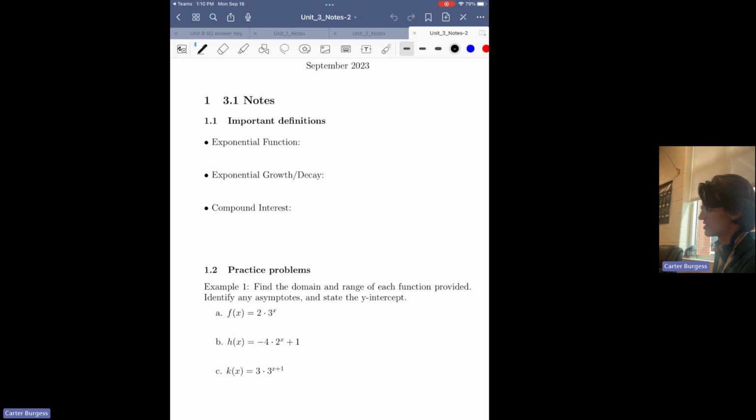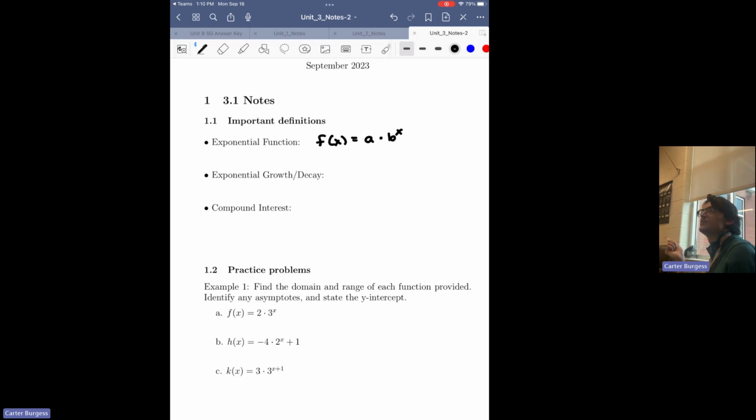Now, exponential functions are functions that can be written in the form f of x is equal to a times b to the power of x. So rather than looking at x to various powers like we were with polynomials, now we're looking at some kind of number raised to the power of x.